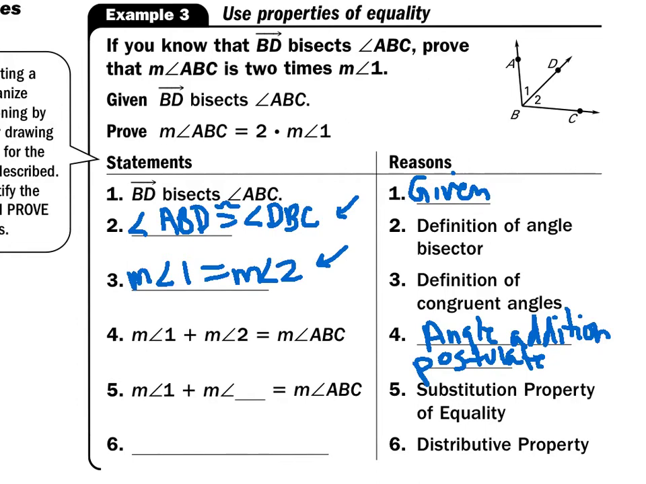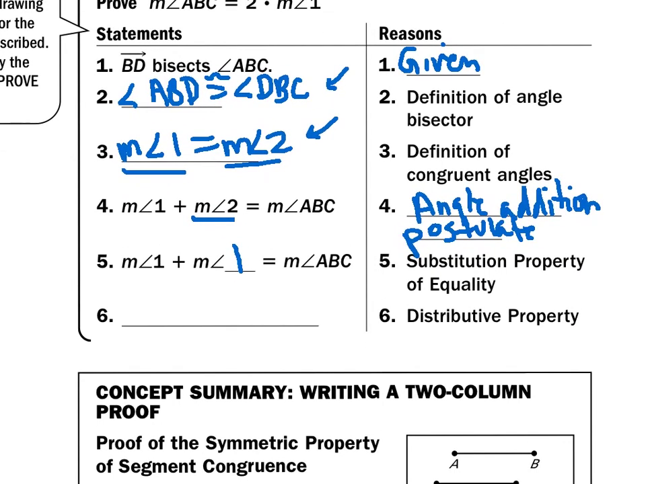Okay, now if we know that measure angle 2 is measure angle 1, then we can substitute in measure angle 1 for measure angle 2 using the substitution property. And then I can use the distributive property to go backwards and say that I really have 2 of measure angle 1. And then I proved it. The measure of angle ABC is 2 times the measure of angle 1.